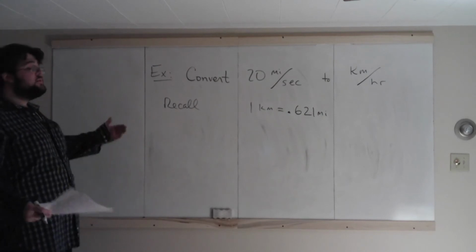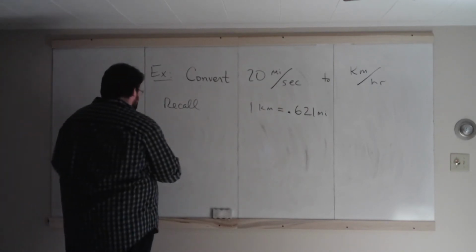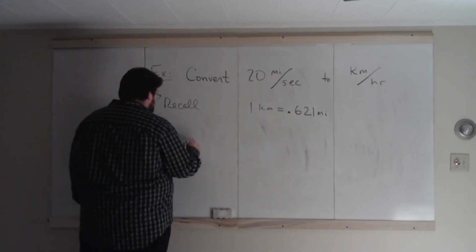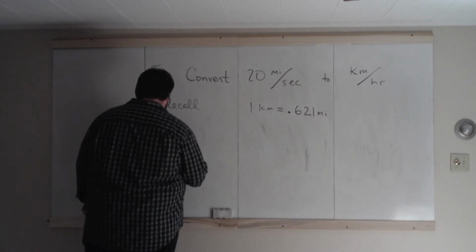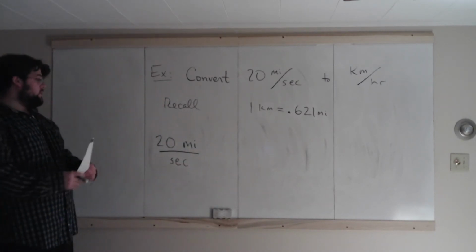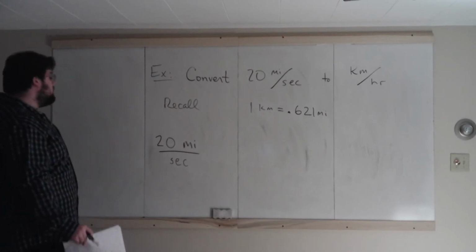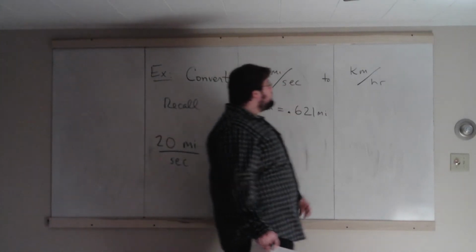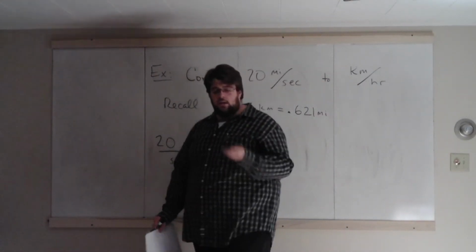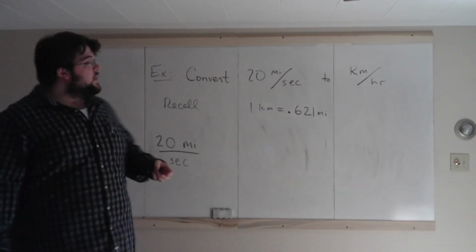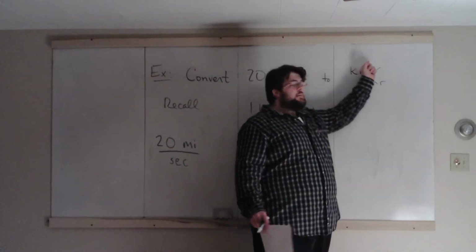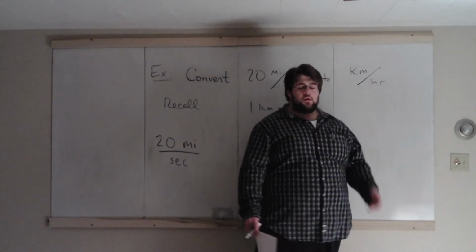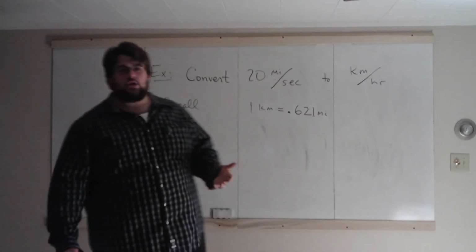All we have to do is keep our units organized and then write the correct numbers. 20 miles per hour per second. Let's write it like this, and let's keep our units organized. Now, we want to go from miles per second to kilometers per hour. So we technically need 2 large conversions. We need to convert miles to kilometers. We also need to convert seconds to hours. And we can do all of that in one line of computation.